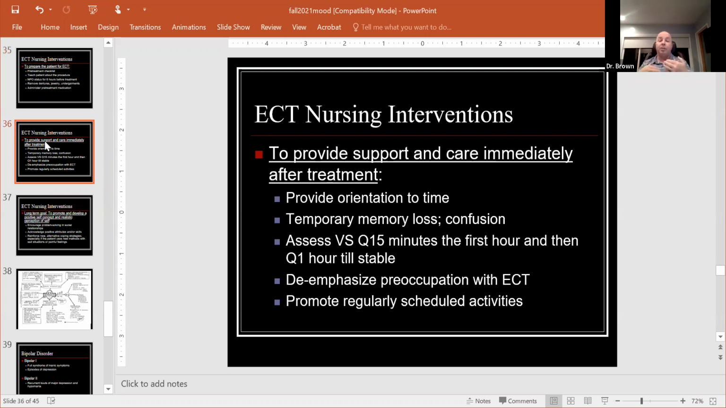So after the procedure, okay, you want to provide orientation at the time, place, who you are. Because can you imagine going into a room and not knowing anybody? You can be really scared. As I said, temporary memory loss, you assess their vital signs. Don't focus on the procedure, focus more on what's going on. Okay, Mr. Smith, we're going back to our room. We're here at Exodus. We don't do ECT at Exodus, but I'm just using that as an example, okay?